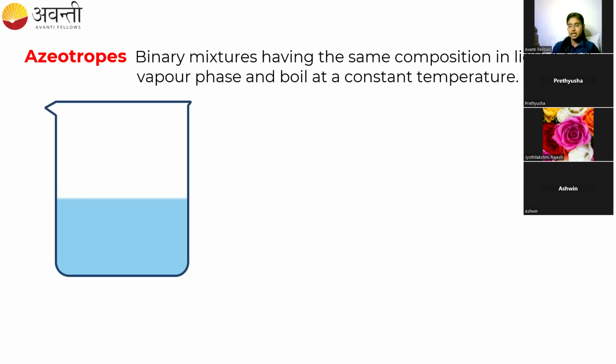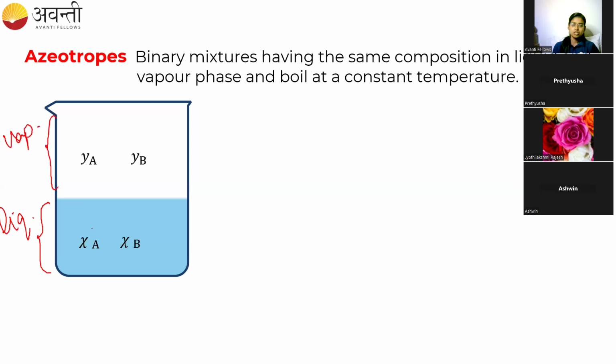Okay. So this is a container in which I have two components. It is a binary mixture, and the mole fractions of the two components are XA and XB in case of the liquid phase, and the composition, or the mole fraction I can say, is denoted as YA and YB for the vapor phase. And if it boils at a constant temperature, then it is called an azeotrope. Okay. So this part denotes the liquid phase, and this is the composition in the vapor phase.